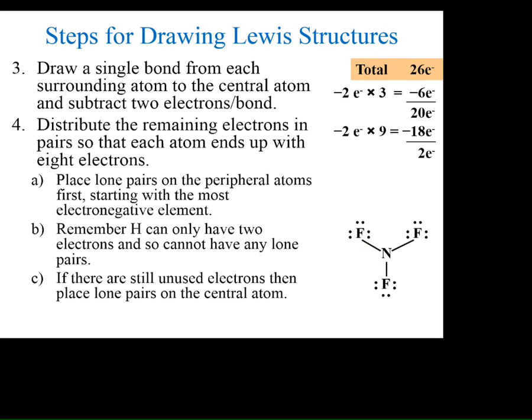So we use our last 2 and put them on as a lone pair on the center atom. See that? Just put it right there in the center atom. Boom. And then I subtract those 2 off the total. There we go. We've used them all up.